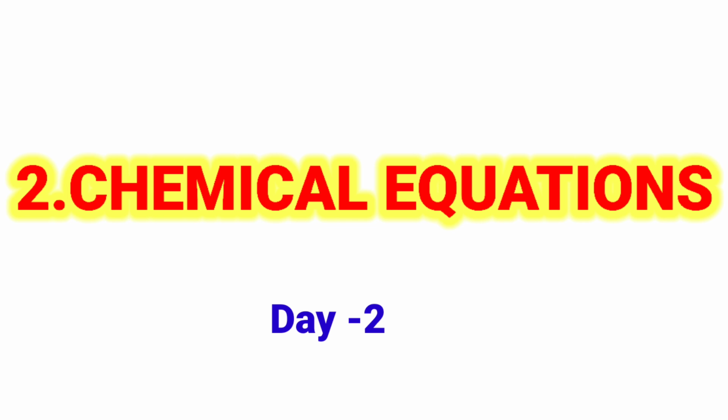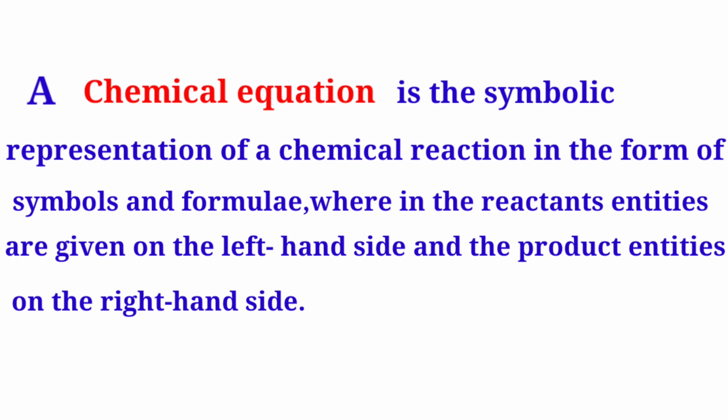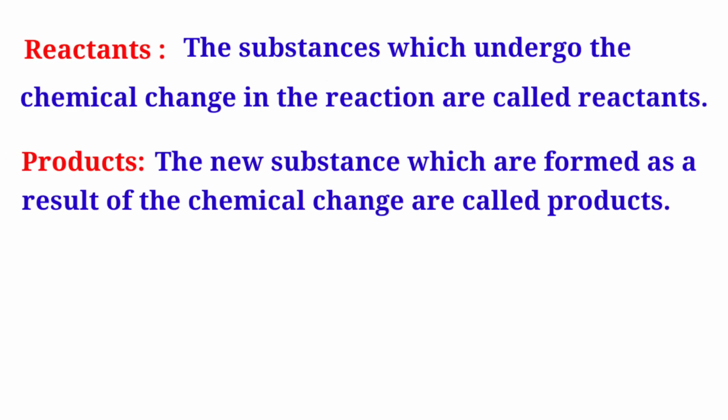Now let's start. A chemical equation is the symbolic representation of a chemical reaction in the form of symbols and formulas, wherein the reactant entities are given on the left hand side and the product entities on the right hand side. Reactants means the substances which undergo the chemical change in the reaction are called reactants.